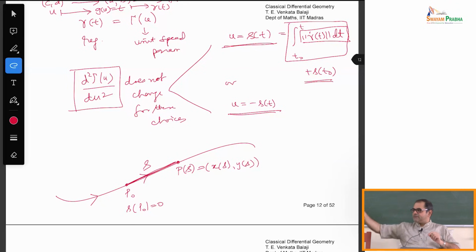As s changes, you will get various points. And now you see, this is completely physical on the curve. This has got nothing to do with whether the curve is parametrized in one way or the other. So I want you to understand that this arc length parametrization is the most natural thing, and it has got nothing to do with any other parametrization. It's more of a physical thing.